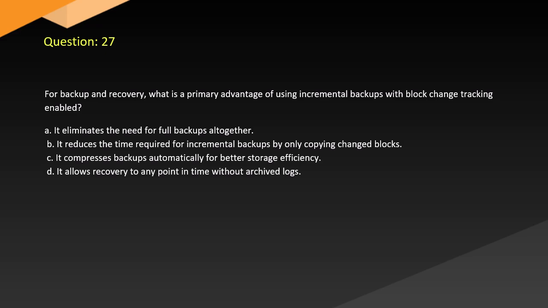Question 27. For backup and recovery, what is a primary advantage of using incremental backups with block change tracking enabled? A. It eliminates the need for full backups altogether. B. It reduces the time required for incremental backups by only copying changed blocks. C. It compresses backups automatically for better storage efficiency. D. It allows recovery to any point in time without archived logs.